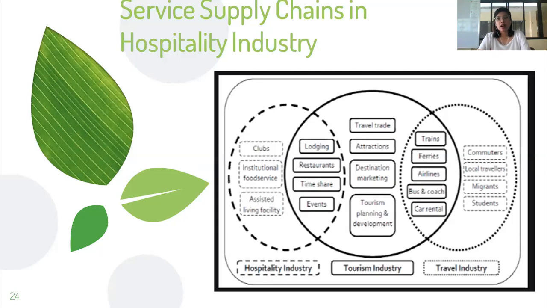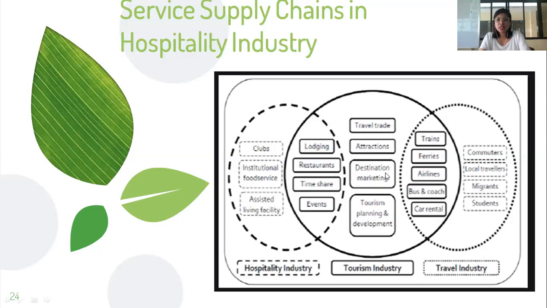And as we go along to giving products and services to guests, what are the modes of transportation that we are going to use in order for us to arrive at the place, or for the guests to arrive at our place? Okay, here it goes, the travel industry. We have the different modes of transportation. We have the trains, the ferries, the airlines, the bus and coach, the car rental.